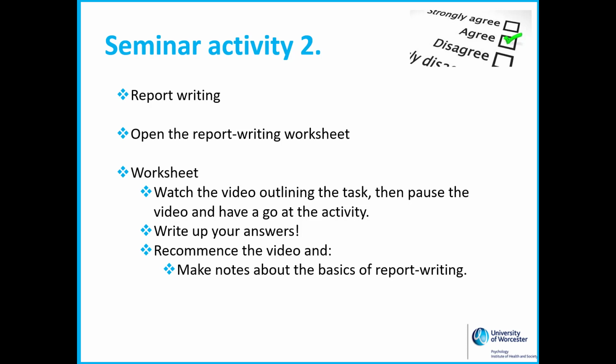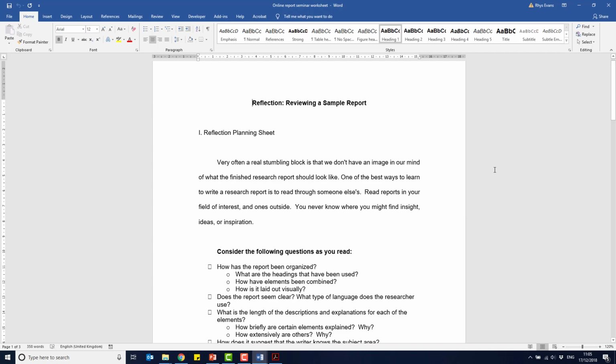Okay, so this is your activity sheet for activity 2. You're going to be reflecting on a sample report. We're going to be doing something similar to the online seminar where we talk through reviewing examples of research proposals, but this time looking at an example report. And this report's just been chosen as an example. It hasn't been chosen specifically to reflect a good or bad attempt at a research report. That's something that you will need to decide as you're reading through it.